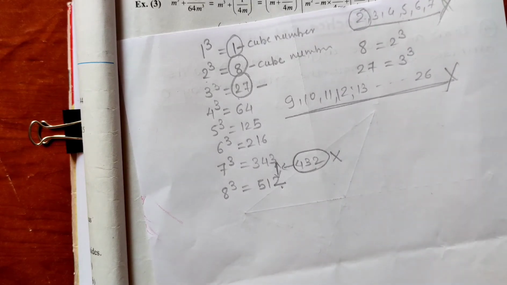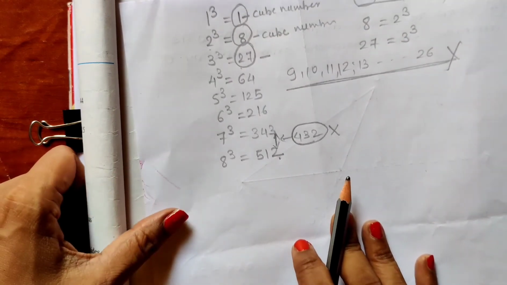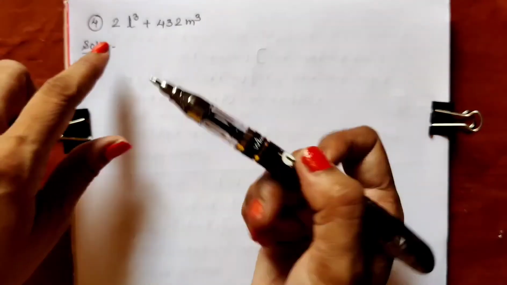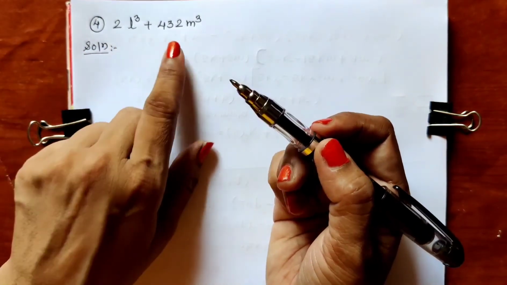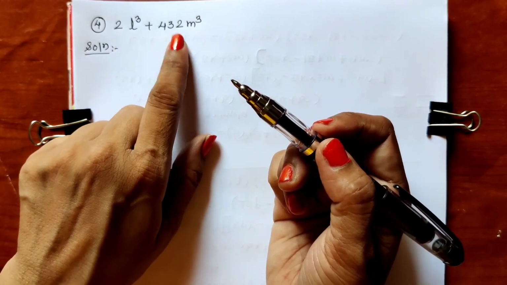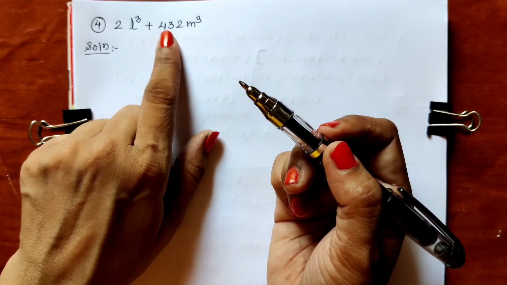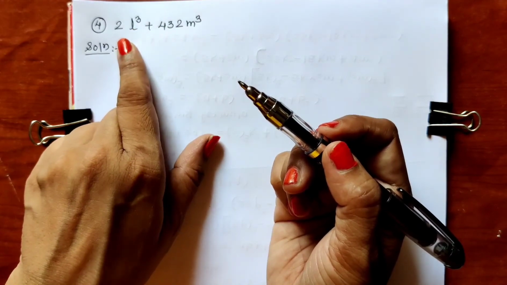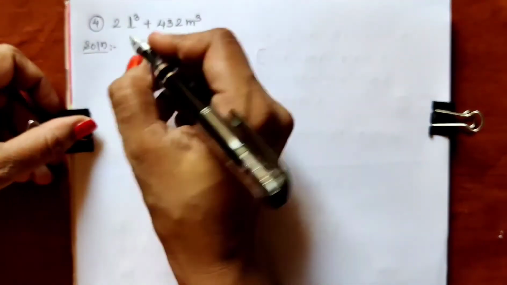So what should be done? When the numbers cannot be converted into the cube of any number, then in such cases we can take out a common factor from both these terms. As you can see, 2 is the smaller number, 432 is the bigger number. As 2 is in the unit place of 432, it is divisible by 2. So when the bigger number is divisible by the smaller number, we can take out that smaller number as common. So let us see how to do this.